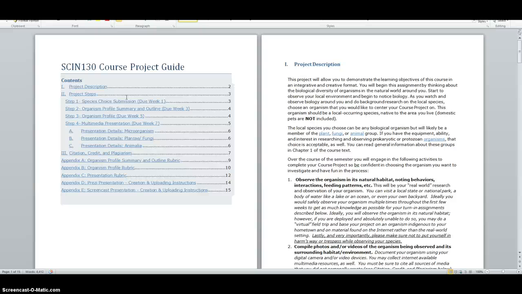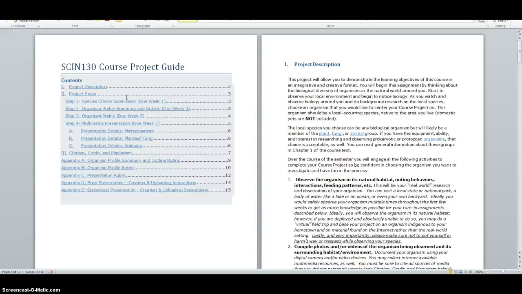So I want the organism to be something you're going to be able to observe and preferably get some photos and/or videos of, something that's not going to put you in harm's way, something that's fairly accessible, and each of you should pick a unique organism. So if you see that somebody's chosen an organism that you were considering, please try to find another species. I want this to also be an opportunity for us to learn about the diversity. We have so many students that are located throughout the world, and it's a great opportunity to learn about the biological diversity throughout our world as well.